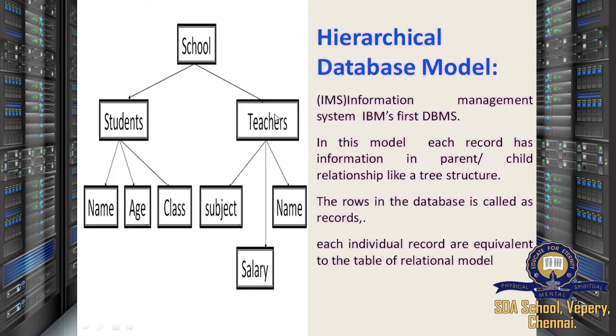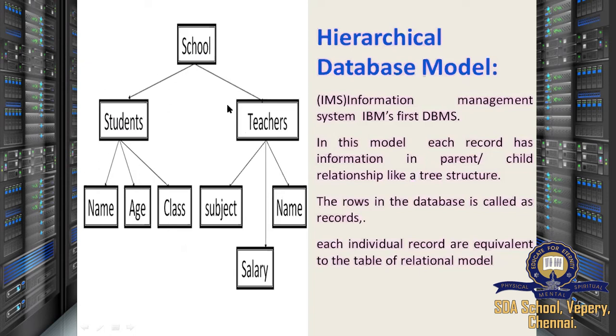There are some points in the hierarchical database model. Point number 1: it follows a parent-child relationship. Point number 2: the origin of data is called the tree. Now look at this diagram. School is called the root. Students and teachers are called nodes. Below these nodes, we have the leaves. Very clear? Are you able to follow what I'm saying?